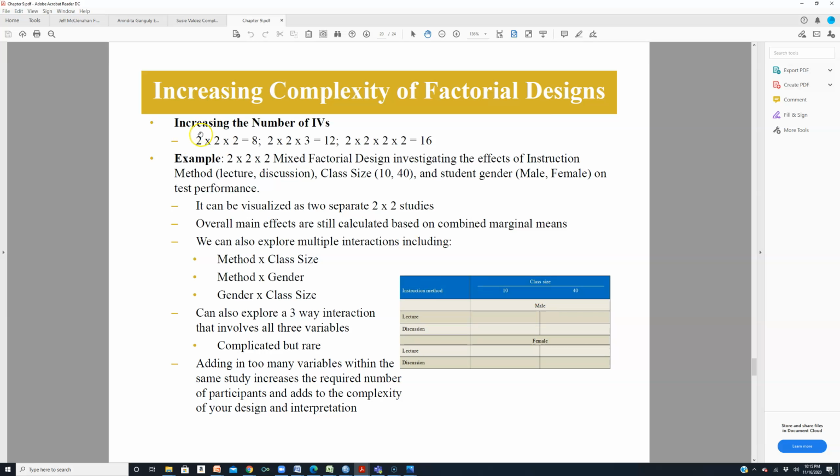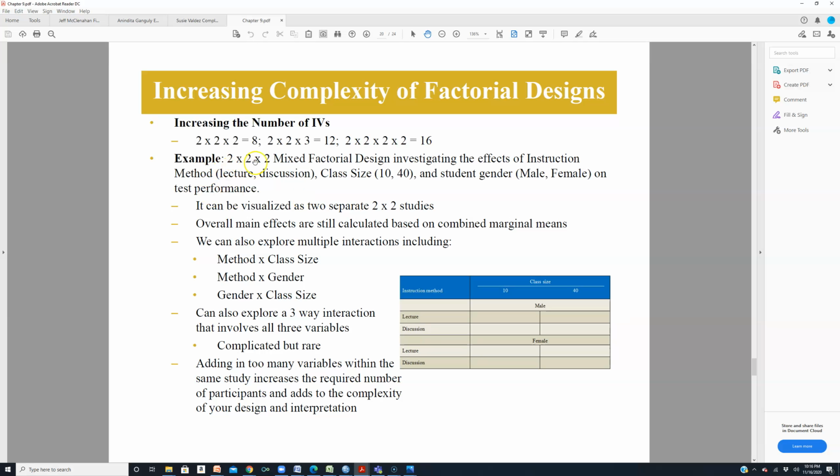Okay, so increasing the number of IVs also increases the number of cells because I still have to multiply. 2 times 2 is 4, times 2 is 8. 2 times 2 is 4, times 3 is 12. 2 times 2 is 4, times 2 is 8, times 2 is 16. So for a 2 by 2 by 2, I have 8 cells or 8 conditions. A 2 by 2 by 3, I have 12 conditions. 2 by 2 by 2 by 2, I have 16 conditions.